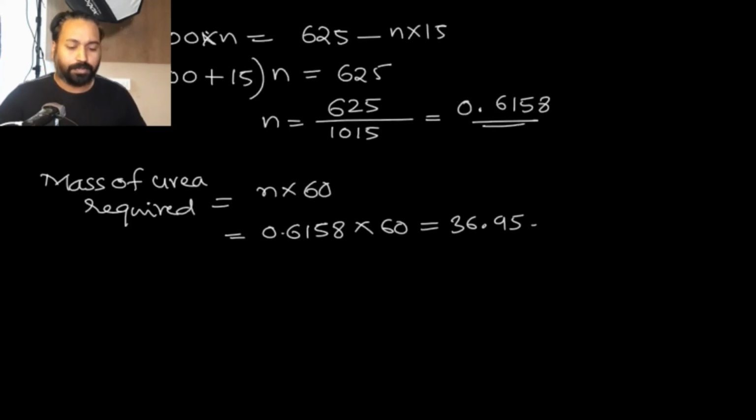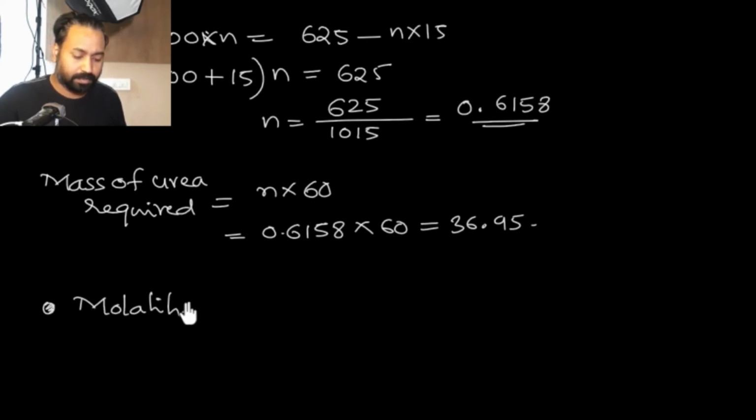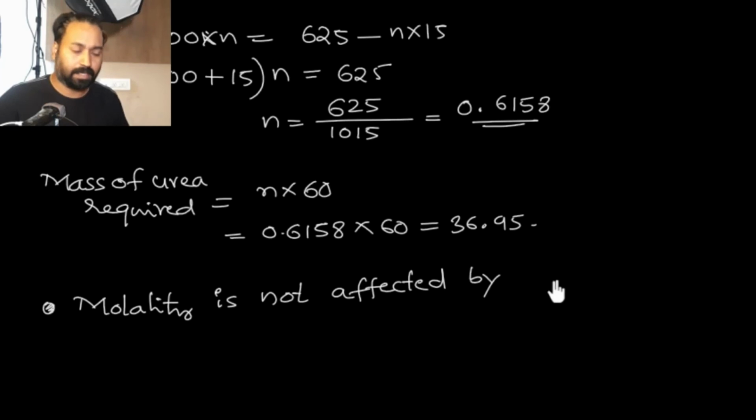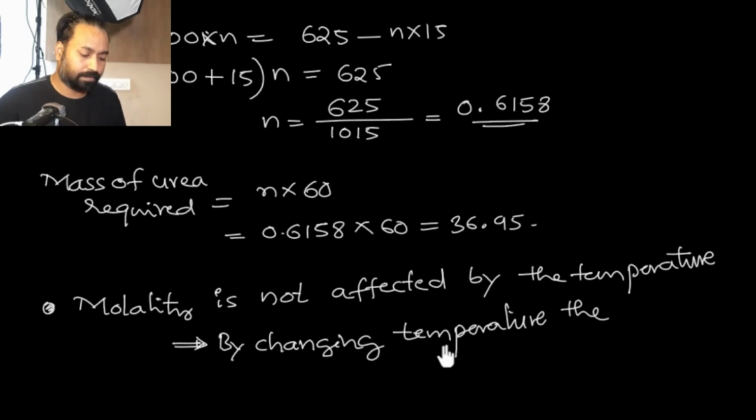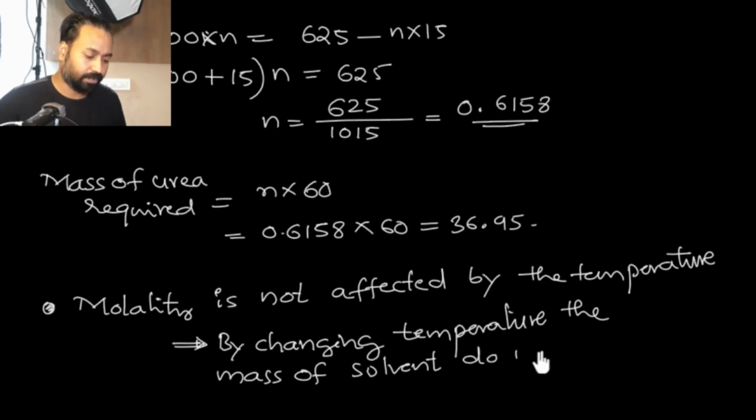Now one more point you have to remember, that the molality is independent of change in temperature. If you change the temperature, the molality never gets changed. The molality is not affected by the temperature. The reason is very simple, students. When you raise the temperature, the mass of the solvent never gets changed. This is the reason: by changing temperature, the mass of solvent does not change. So this is what we get here, students.